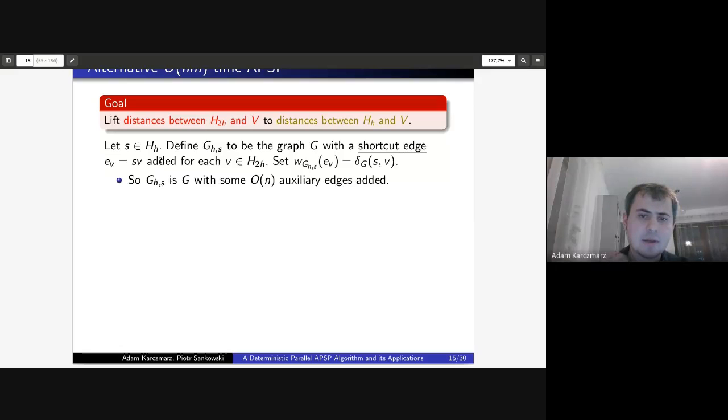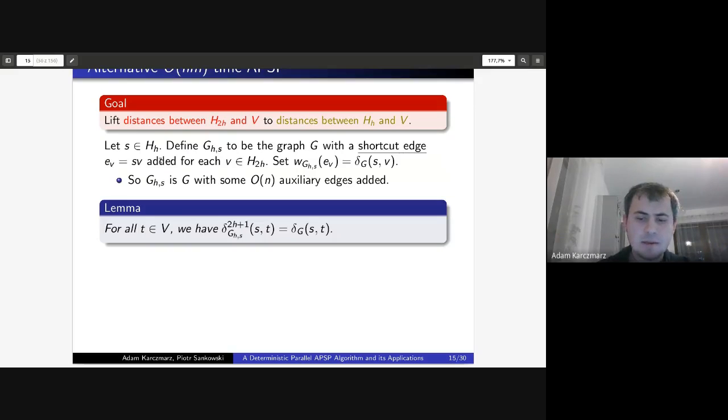In other words, G_{h,S} is just the graph G with some order n auxiliary edges added. So we will prove that 2h plus 1 hop constrained distances from S in this augmented graph are the same as distances from S in the original graph G. So how will this help us achieve our goal? The goal that is at the top.